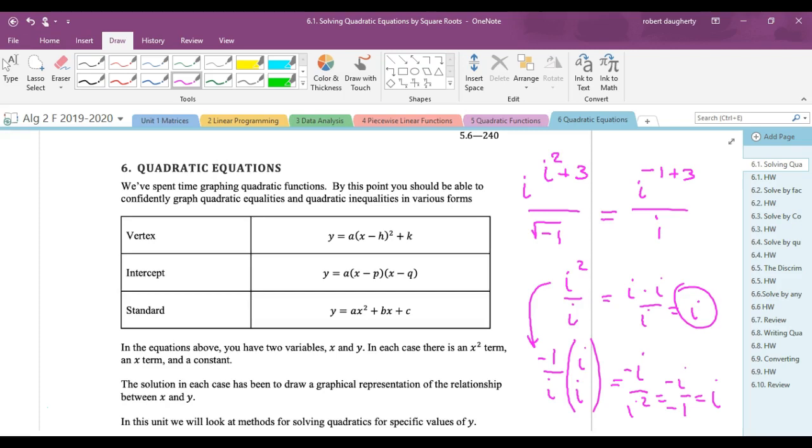It tells me the vertex. The vertex is (h, k), right? That's the vertex. What's the axis of symmetry? x equals h. That is the axis of symmetry, okay?